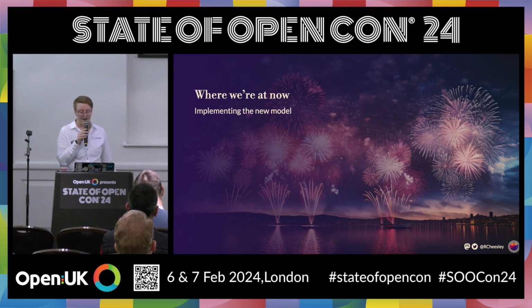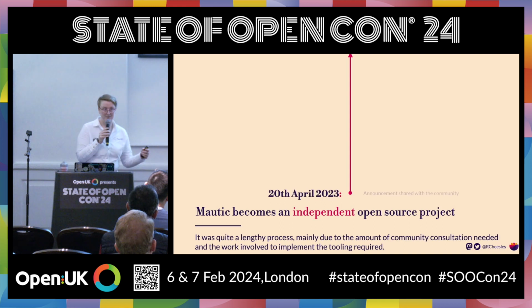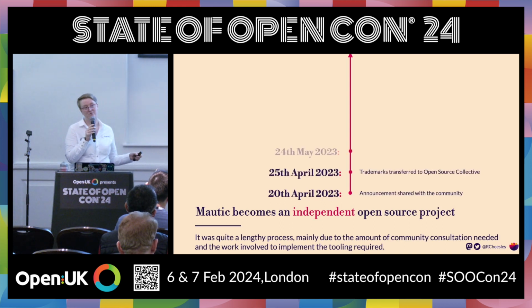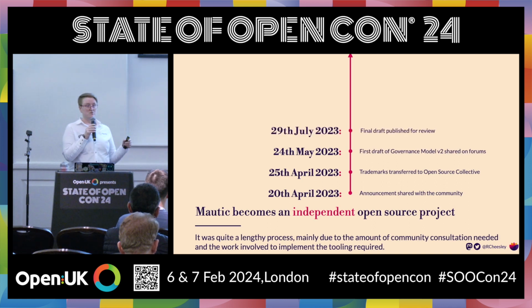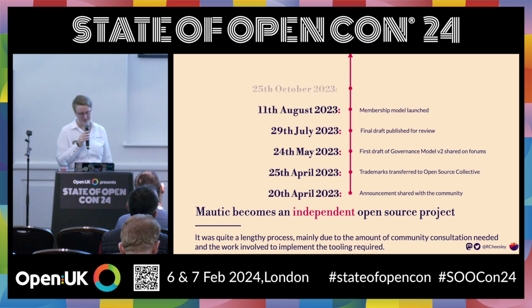So where we're at now, this is the timeline for becoming an independent open source project. We now have all the brand ownership, trademarks, everything over in Open Source Collective. We've had the first draft shared. We've actually voted on that. The council has accepted it.